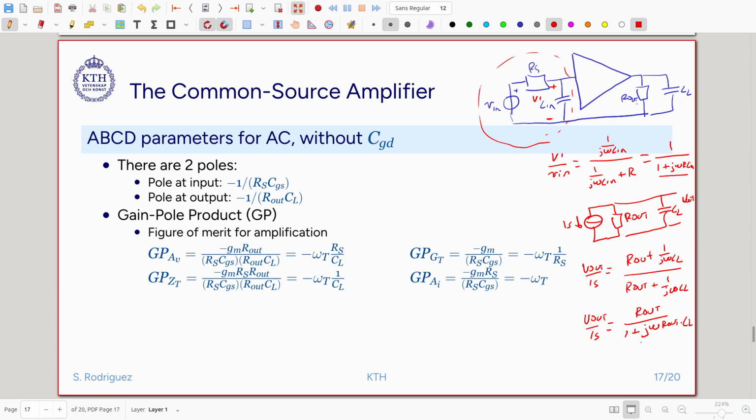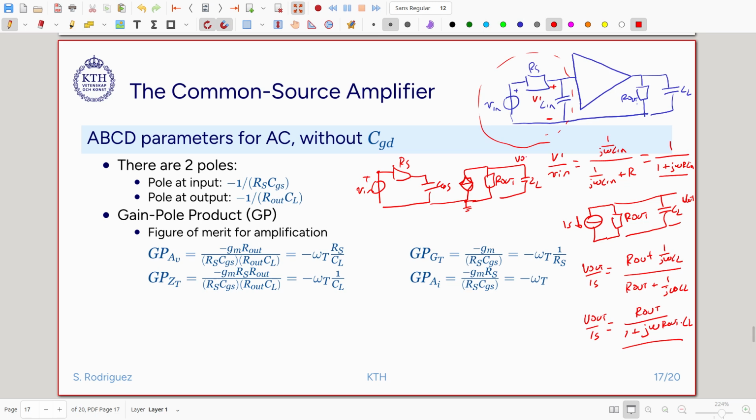Okay, so we see that there is another pole appearing at the output with this value. So we have two poles. It's a two-pole system, and we come back to our model of our transistor. It looks like this: RS, V in, CGS, then we have R out and CL here. We see that there are 2 poles in this system.